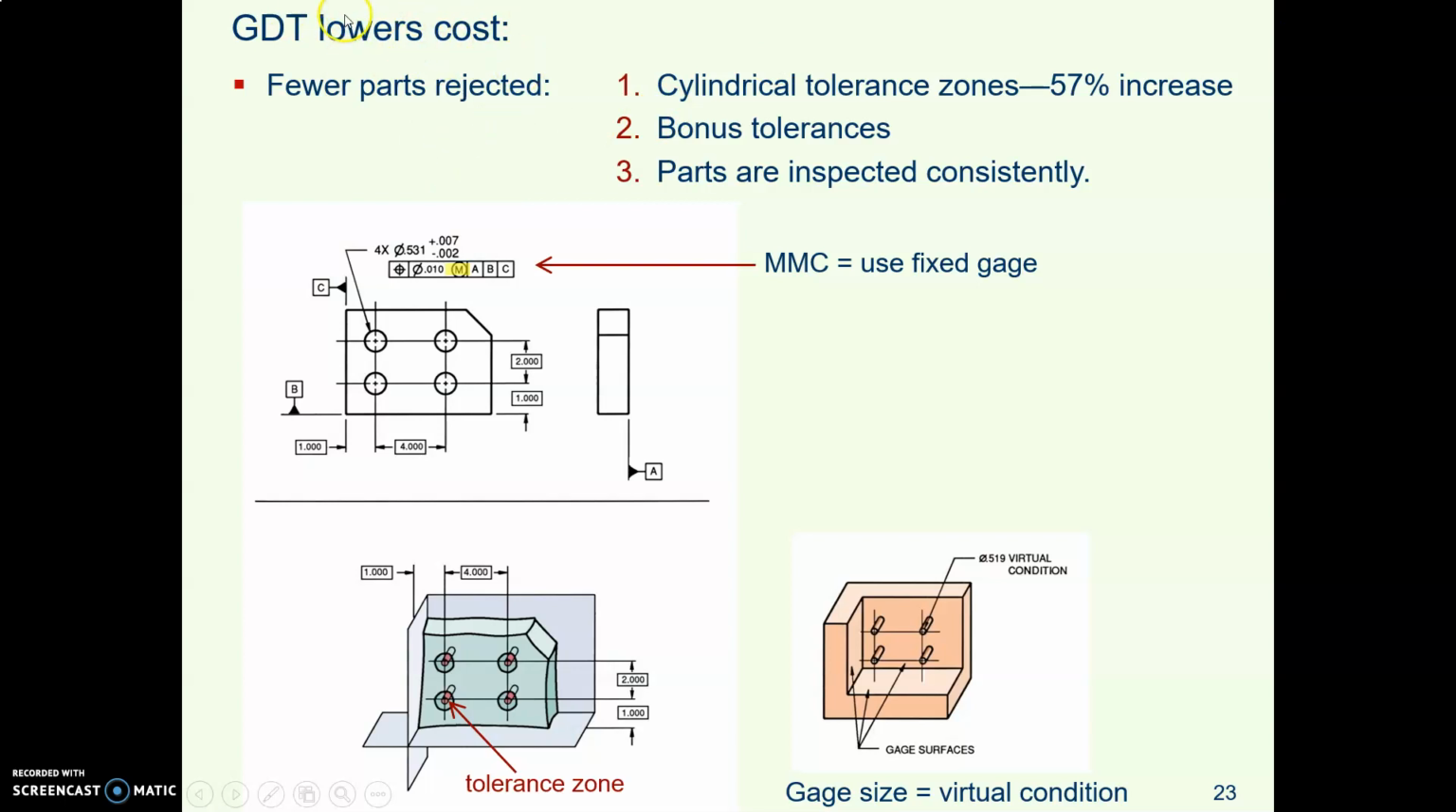The benefits also relate to the fact that GDT gives you parts with lower cost. Why? First of all, because we have a cylindrical tolerance zone, we can accept 57% more parts or reject 57% fewer. We can have bonus tolerances, so we can accept even more parts because we know they're going to work. And we can inspect our parts consistently, so we know they're going to work.